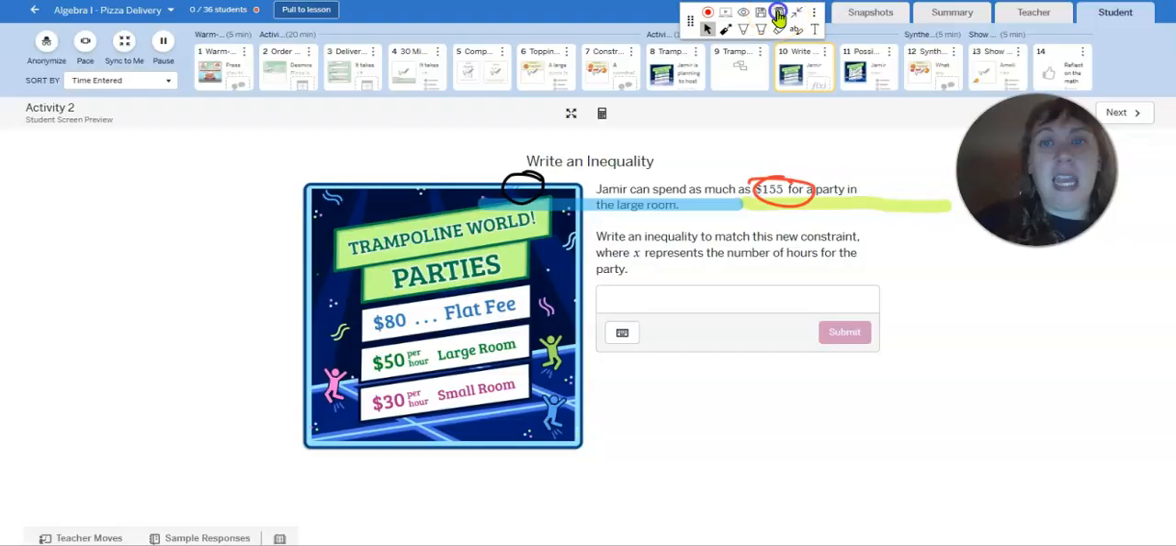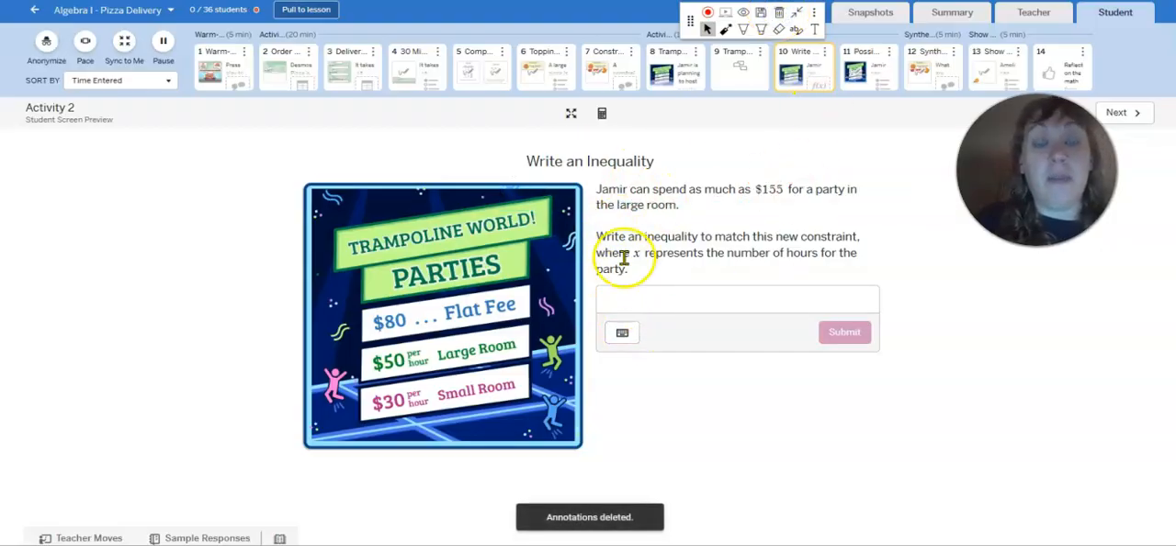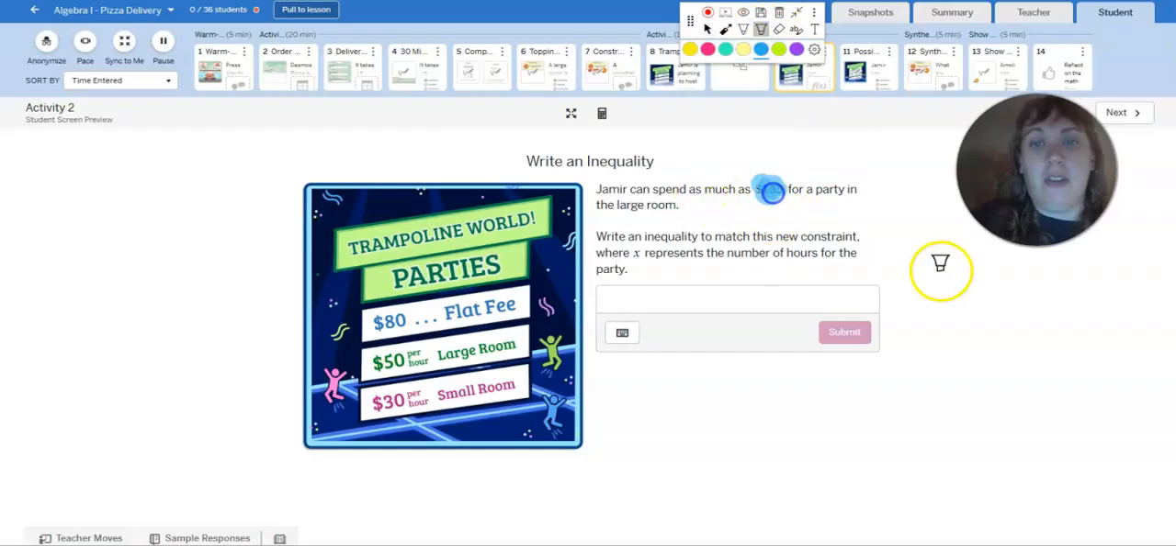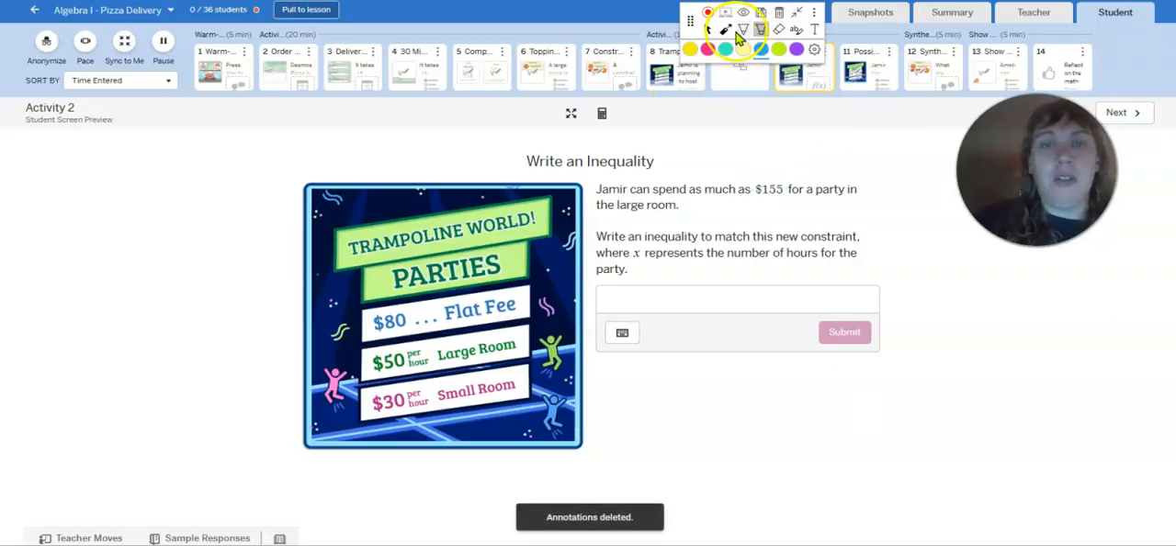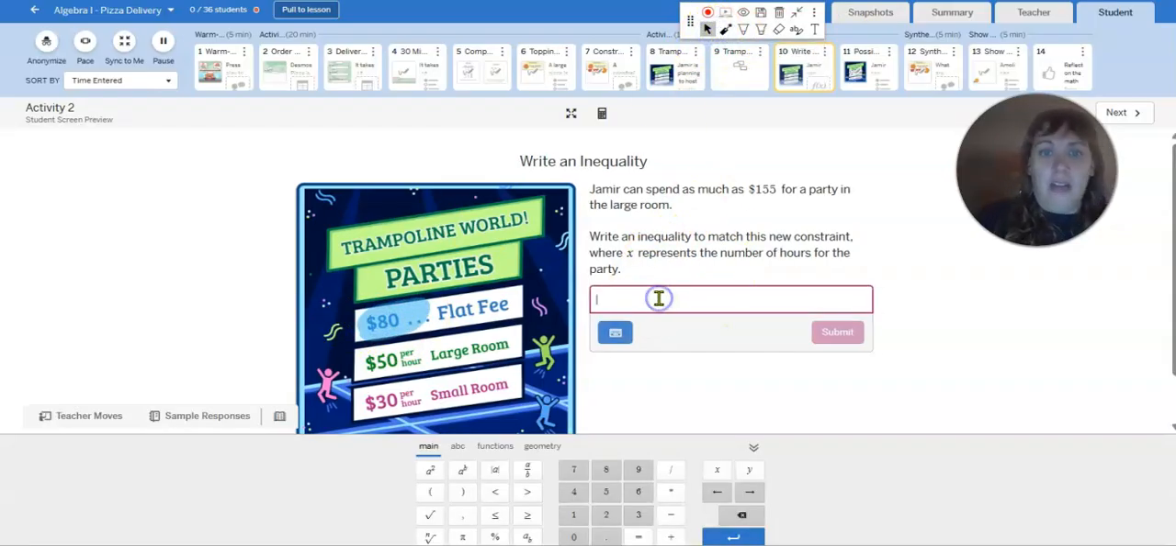On slide 10, you are going to be writing your own inequality. So it says Jameer can spend as much as $155 for a party in the large room. Write an inequality to match this new constraint, where X represents the number of hours for the party. So $80 flat fee, that's how we're starting, because no matter how many people are there, what room you're using, or how long, you're always paying $80.